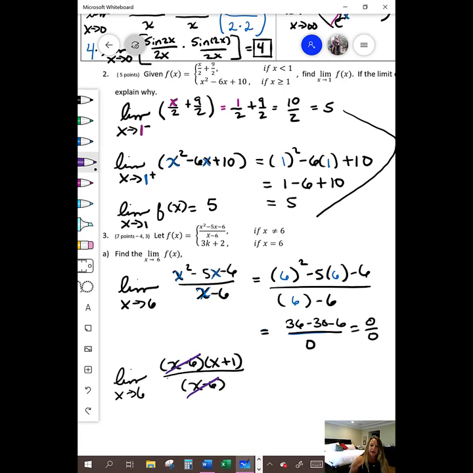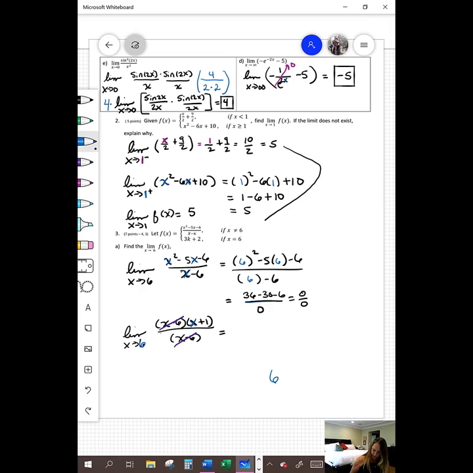We're going to simplify by canceling like terms or factors, and now we're going to go in and plug in 6 wherever we see an x. And so when we do that, we have 6 plus 1, which gives us 7. So right now we found that the limit as x is approaching 6 of our function f of x is equal to 7.